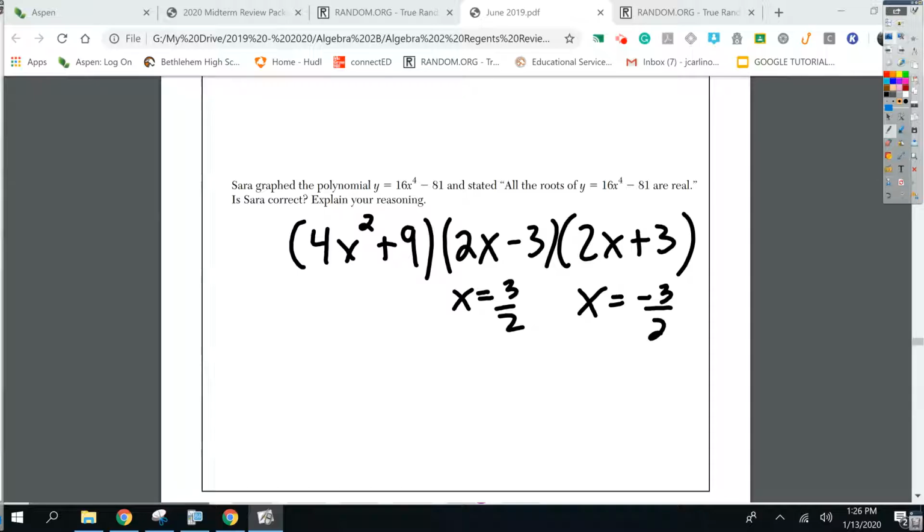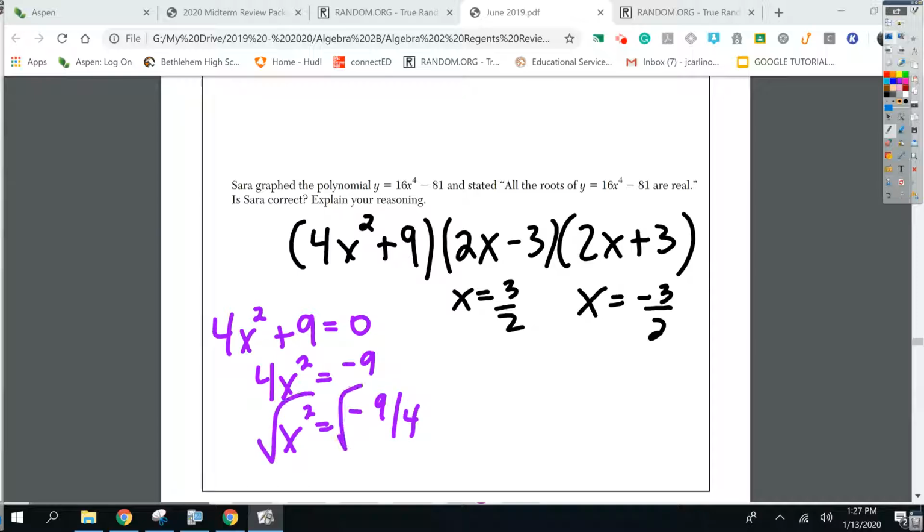But what happens when you go to this one, which you cannot factor because there's a plus sign in between? If you go to solve that, you got to subtract 9 over and divide by 4. And when you take the square root, what happens when I take the square root of a negative number? What do I end up getting out of it? I, right? I get an i out of this. I end up with plus or minus, I think, 3/2 i. And that is an imaginary root, but she's saying all the roots are real, so that's incorrect.